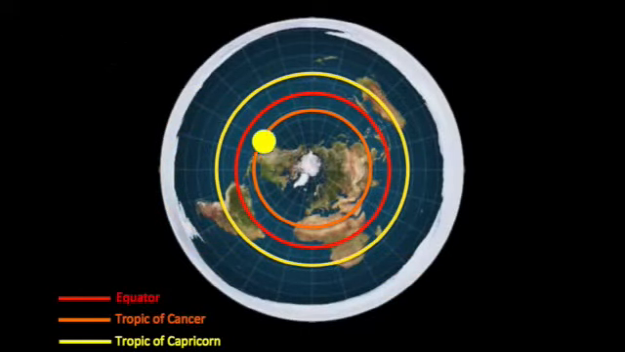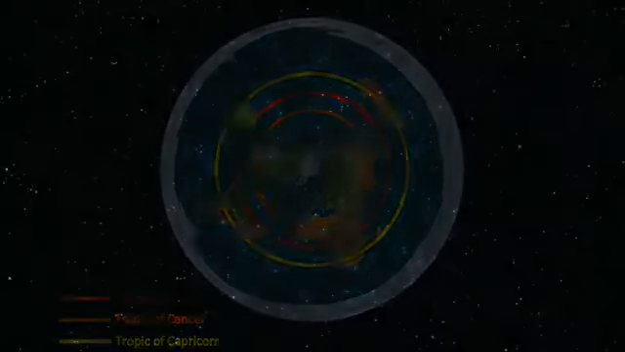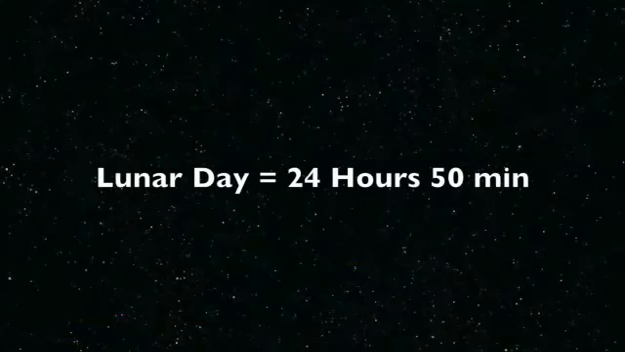In June, the sun is circling over the Tropic of Cancer. So it's got a much tighter circle. In December, the sun is circling over the Tropic of Capricorn, so it's got a much bigger circle. And at the equinoxes, the sun is circling over the equator. Okay, equinox, equator. Now the moon also circles above the flat earth, but the moon is slightly slower than the sun.